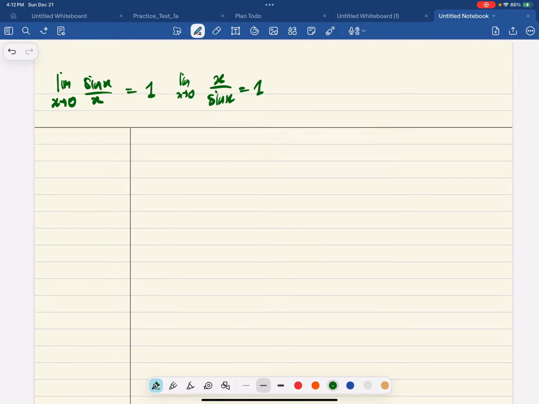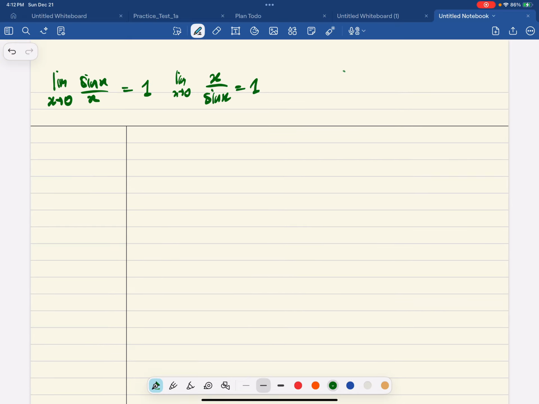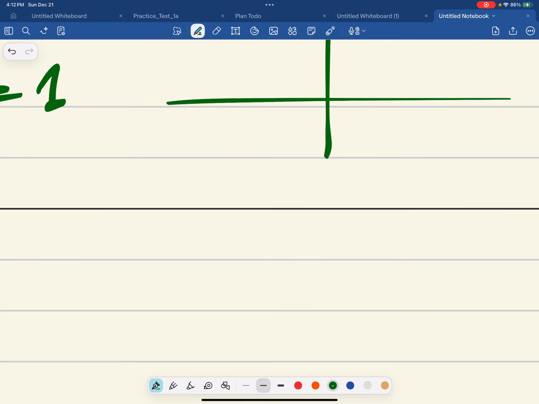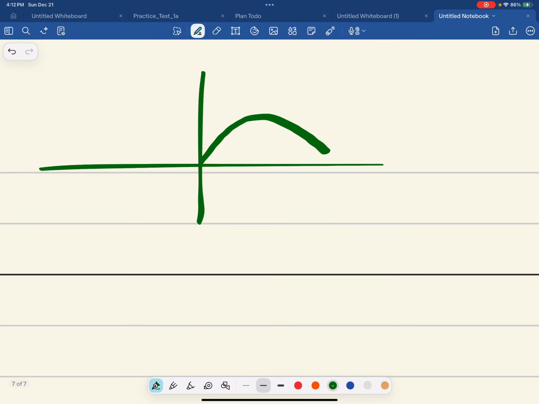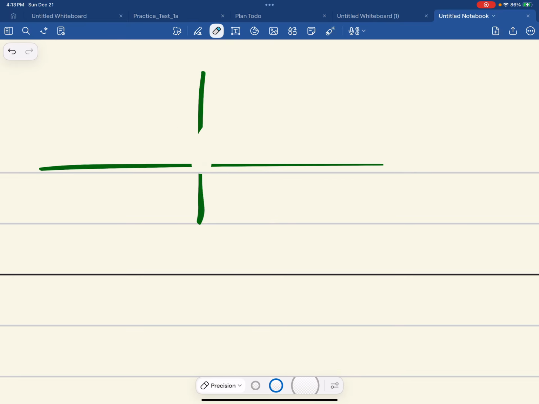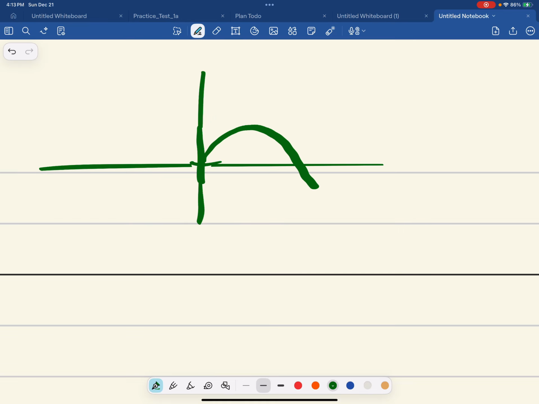But there actually is a reason to it, and there is a reason that my prof taught me. If you draw out the sine function, oh no, that's not a really nice drawing. If you draw out the sine function, you will see that it actually continues here. At 0, the slope is 1. The slope is 1.